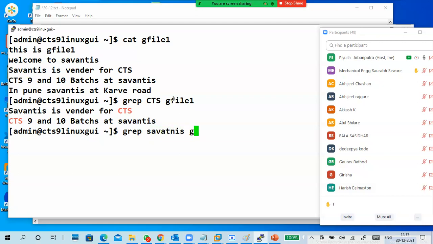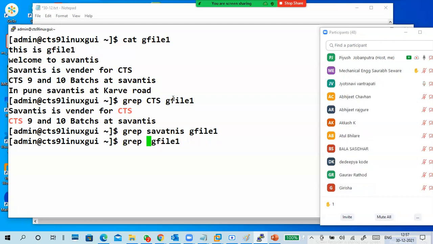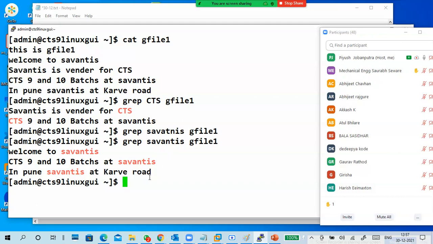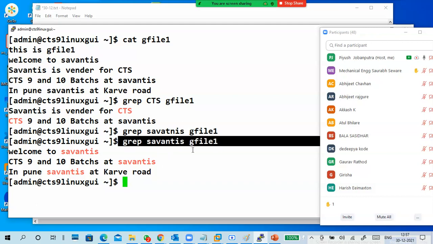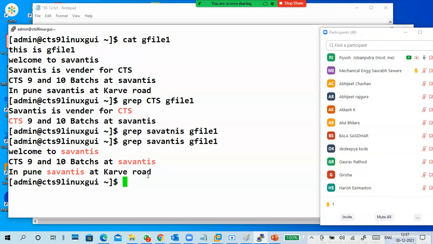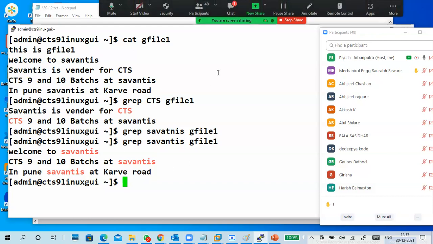Grep the word, file one. Why is it not showing anything? Because of a spelling mistake. Grep with the correct spelling, then it displays 3 lines, because here it is a capital letter. Sometimes the pattern in the lines can be a capital letter or a small letter. Sometimes we don't know whether it is in capital or small letter in the file.